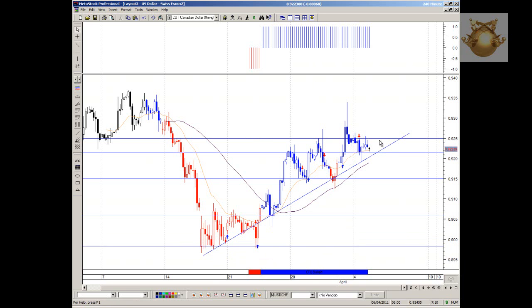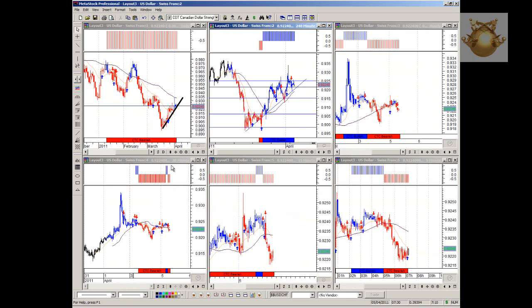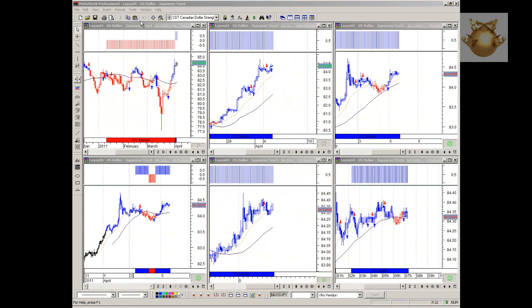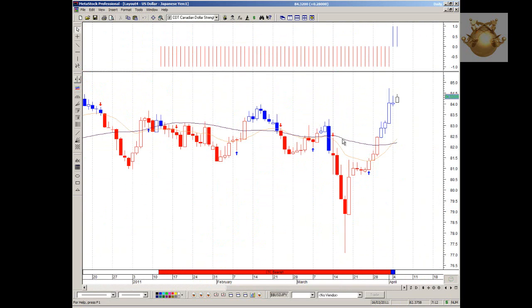Okay, so I'm putting it all together. Make sure we see a definite close lower than 0.9214 ish. US dollar against Japanese yen is the last pair for this morning.